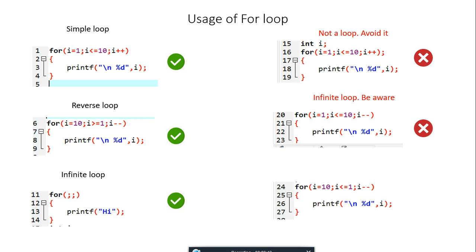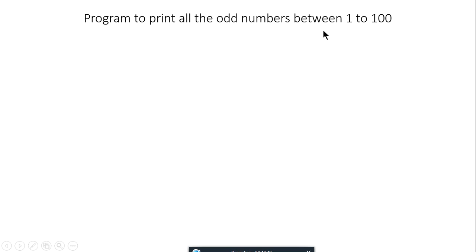Okay, now this is the loop. So i equals 10, i less than or equal to 1. So 10 is not less than or equal to 1, so the loop will not be executed at all. This is also a problem, as the condition is false and the loop will not execute at all. So make sure that these situations do not occur in your loop programs. These parts are fine, this can be implemented, this is wrong, you should avoid it. Okay, now let's see a program where I want to print all the odd numbers between 1 and 100.